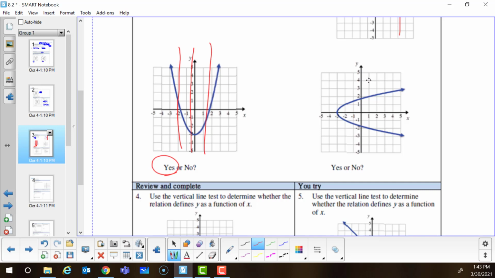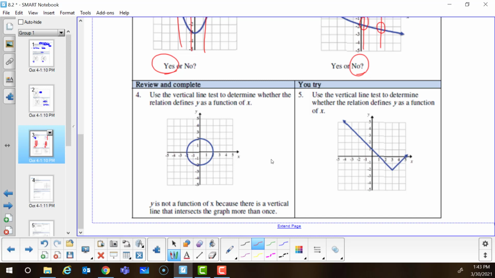But then if I come over here to the vertical line in this next one, notice I'm hitting in 2 spots each time. So no, that's not a function. The vertical line test is probably one of the easiest things that you'll do because it's either a yes or no, and you can a lot of times tell by looking at it. Here, if I hit a vertical line there, I'm hitting twice, so it is not a function.